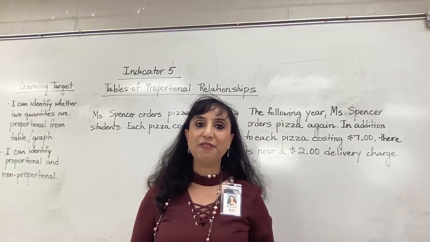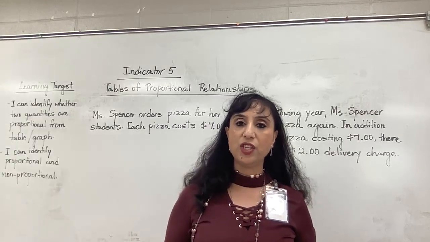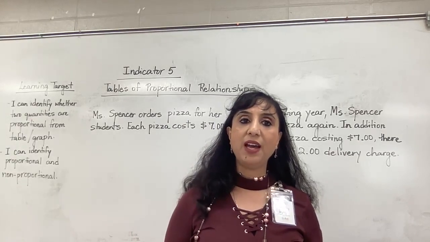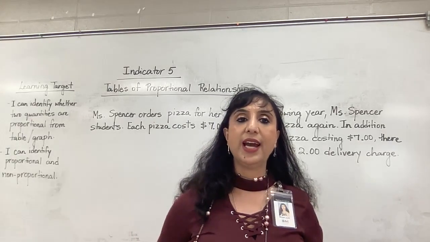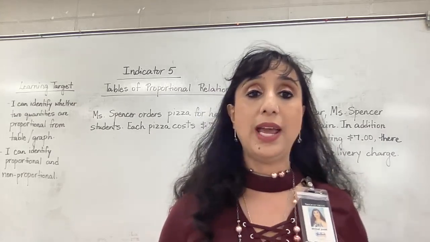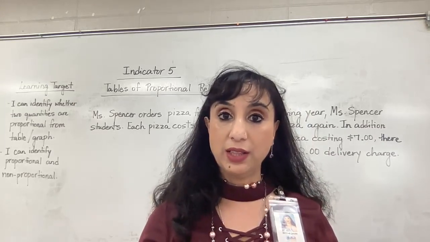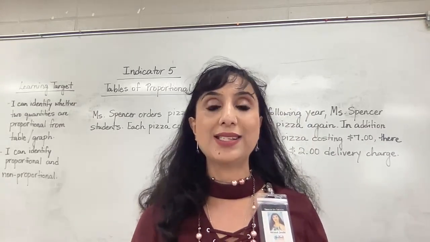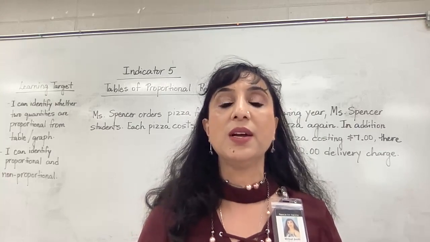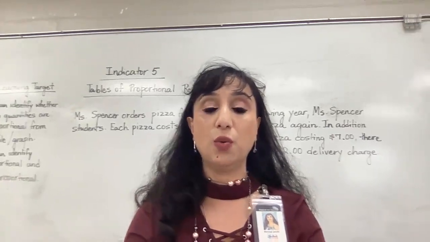Right, indicator 5 now, and we are getting into tables of proportional relationships. And indicator 5, the learning target: I can identify whether two quantities are proportional from a table or a graph. I'm doing tables on this part of indicator 5, and in the next lesson I'll be doing graphs. And I can identify proportional and non-proportional quantities.